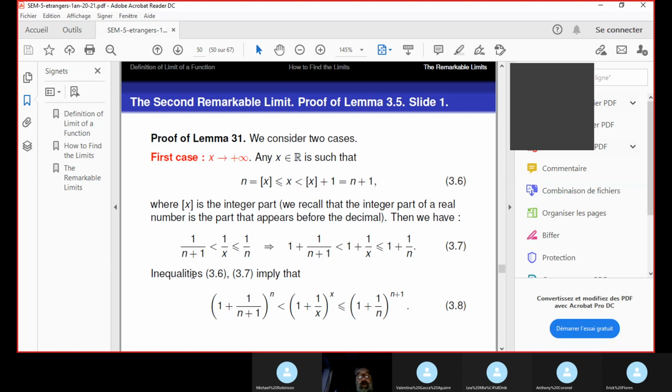So the first case, you see, we suppose that x goes to plus infinity. Then if you take any real x, then this x is between the integer part of this x, which is called now n, and the integer part of x plus 1, which will be n plus 1. And here I write that the integer part of a real number x in this case is the part which appears before the decimal. You know this, yes? Yes, I think we know it.